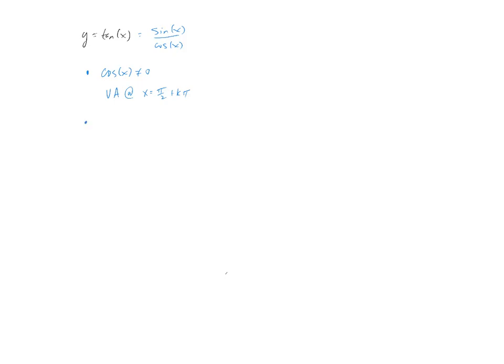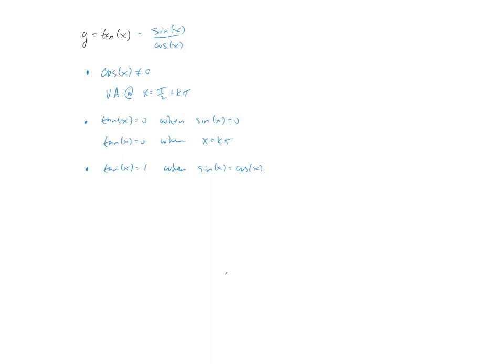The next observation to make is that tangent of x equals 0 when sine of x equals 0. In other words, tangent of x equals 0 when x equals k pi. So that's where on the graph our tangent will be equal to 0 or be touching the x-axis. The third bullet point is that tangent of x equals 1 when sine of x equals cosine of x.